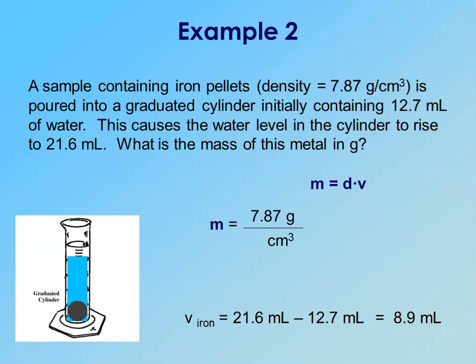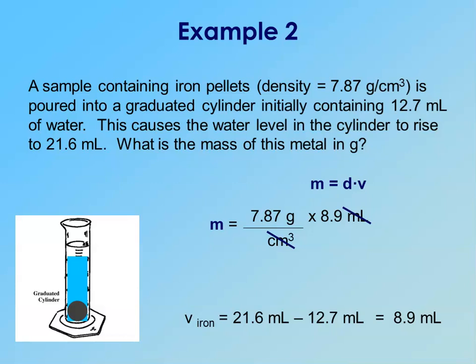Now that we have our volume and we already had our density, we can use those two to get our mass. Same as before with the previous example, milliliters and centimeters cubed are equivalent, they cancel out. We're multiplying, so now we look at sig figs, and we see that the density has 3 sig figs, but the volume only has 2.